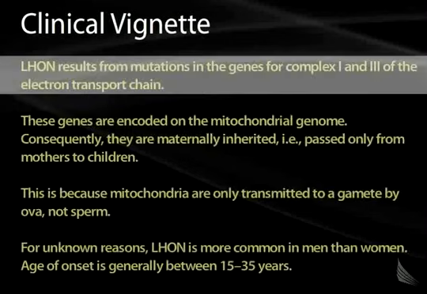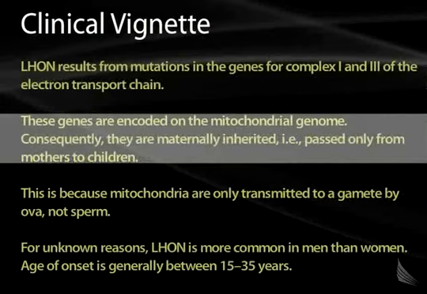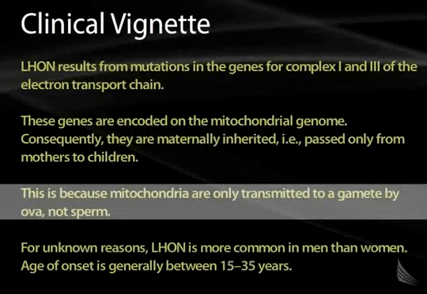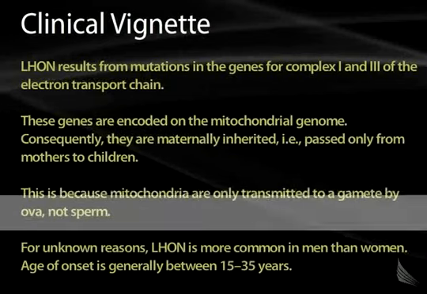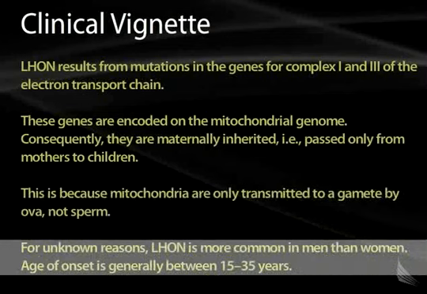This disease results from mutations in genes for complex 1 and complex 3 proteins of the electron transport chain. These genes are encoded on the mitochondrial genome. Consequently, they're maternally inherited. They're passed only from mothers to children, because the mitochondria are only transmitted by ova and not by sperm. For unknown reasons, Leber's hereditary optic neuropathy is more common in men than women. The age of onset is generally between 15 and 35 years of age.